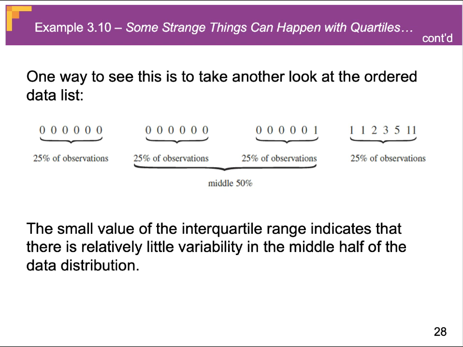So having such a small value for the interquartile range tells us that there's not a lot of variability in this data set. If we had done the standard deviation, we would have gotten a much larger value, and that would not have reflected what was actually going on with the distribution.